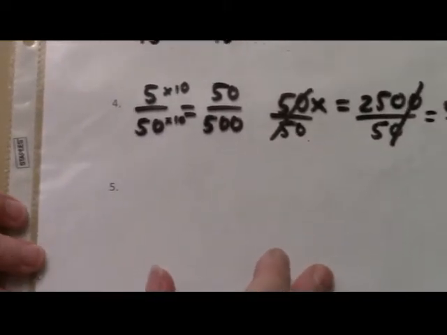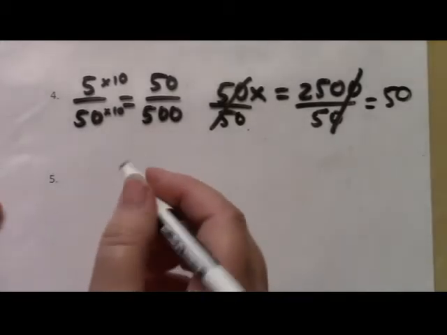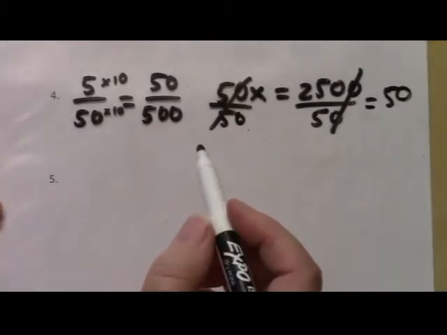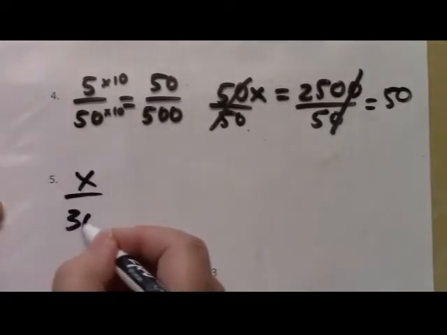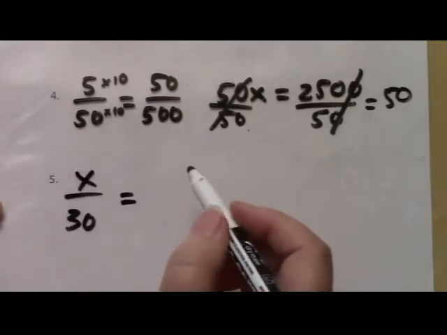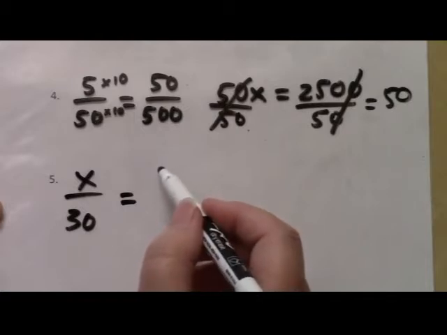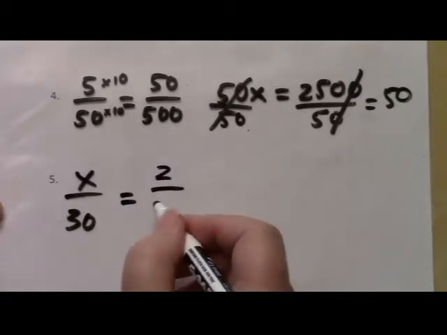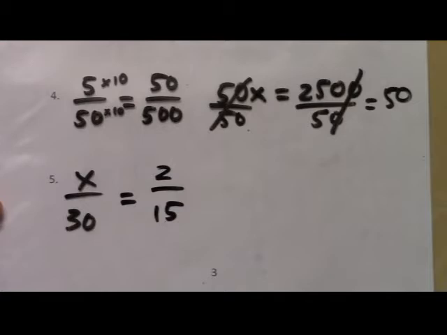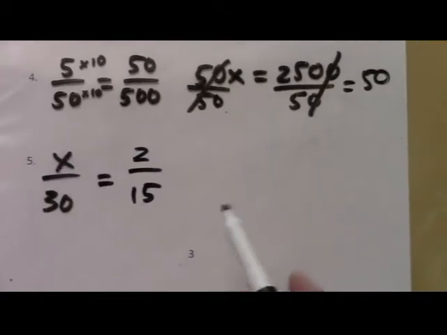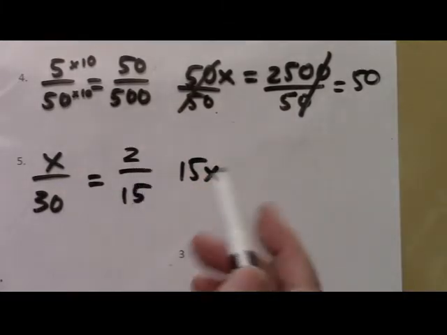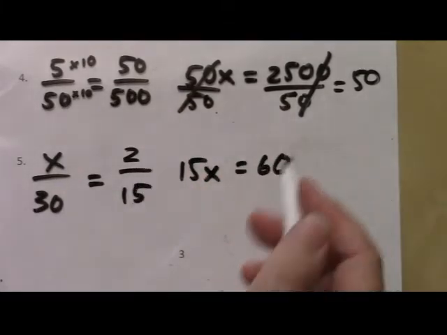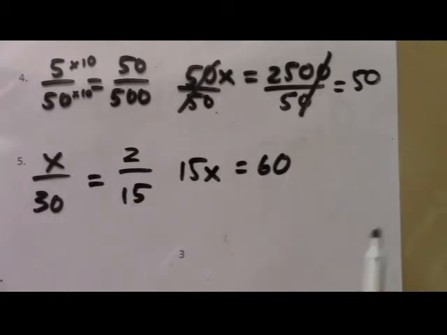All right, so let's go back to another, are these equivalent? Or let's make them equivalent. Let's have x over 30, and let's make it 2 over 15. Well, let's cross multiply. x times 15 is 15x. 30 times 2 is 60, and they should equal each other for them to be proportionate.